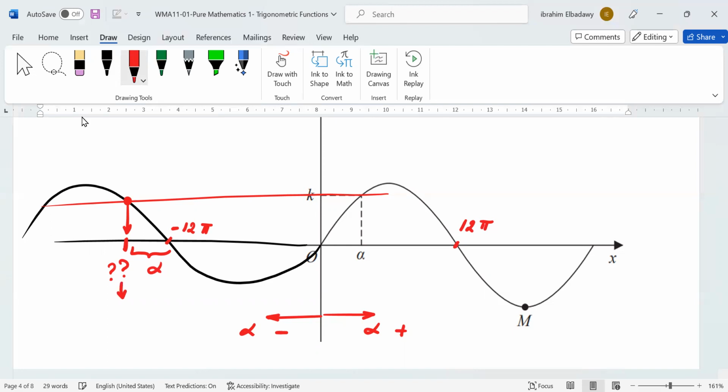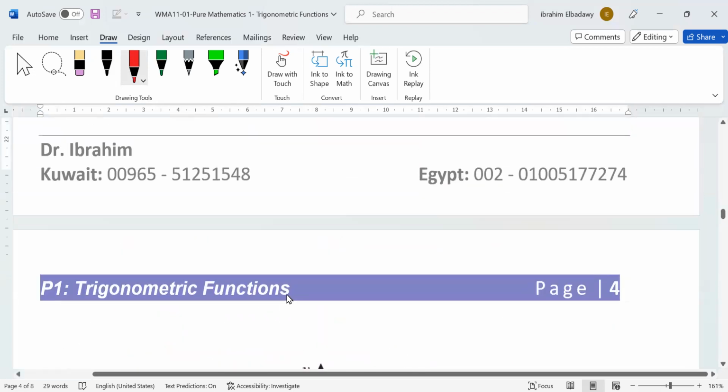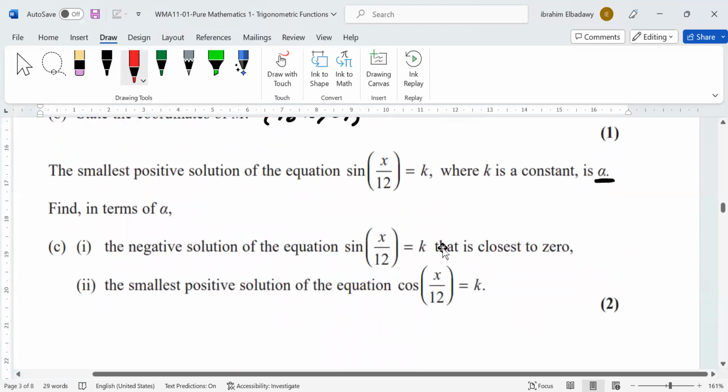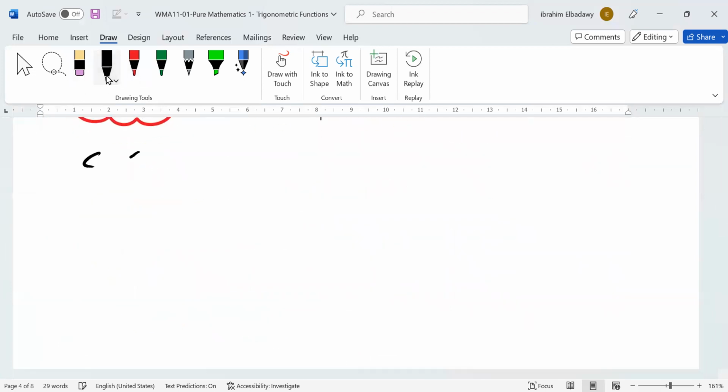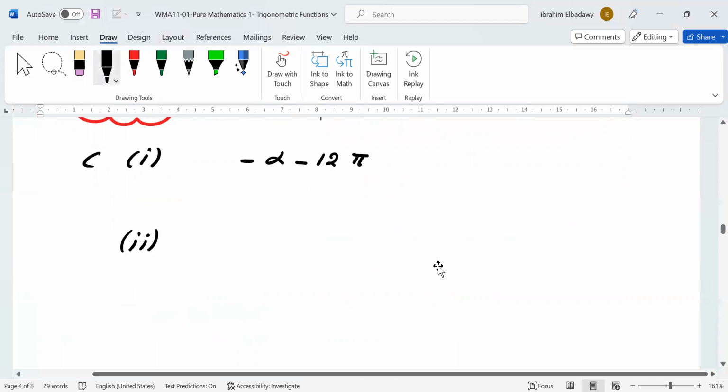So this value of angle is negative 12 pi negative alpha. This is the angle which gives you the same answer, which is k. So to answer the value of sine x over 12 equal k, but with a negative sign, he needs the answer in alpha. It should be negative alpha, negative 12 pi. So this is CI. CI here will be negative alpha, negative 12 pi. Double I. What is the next question?